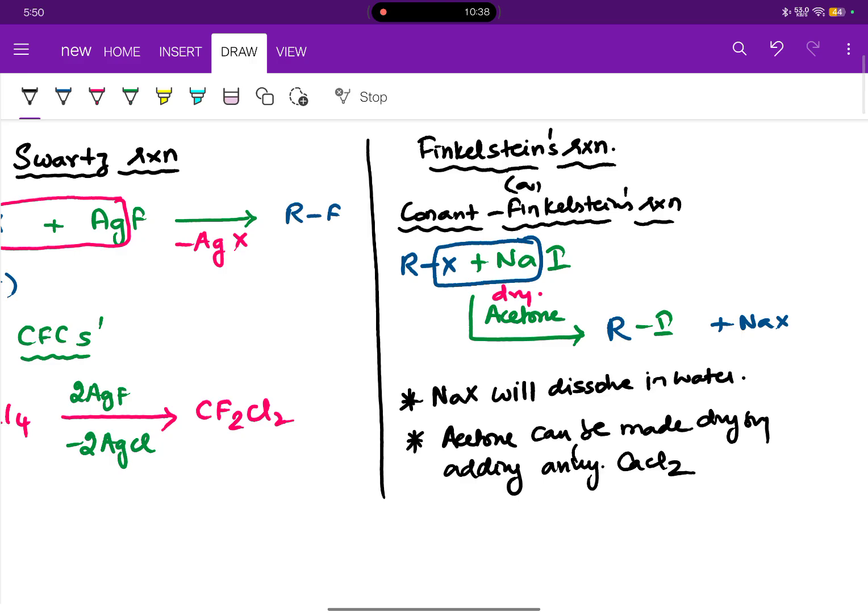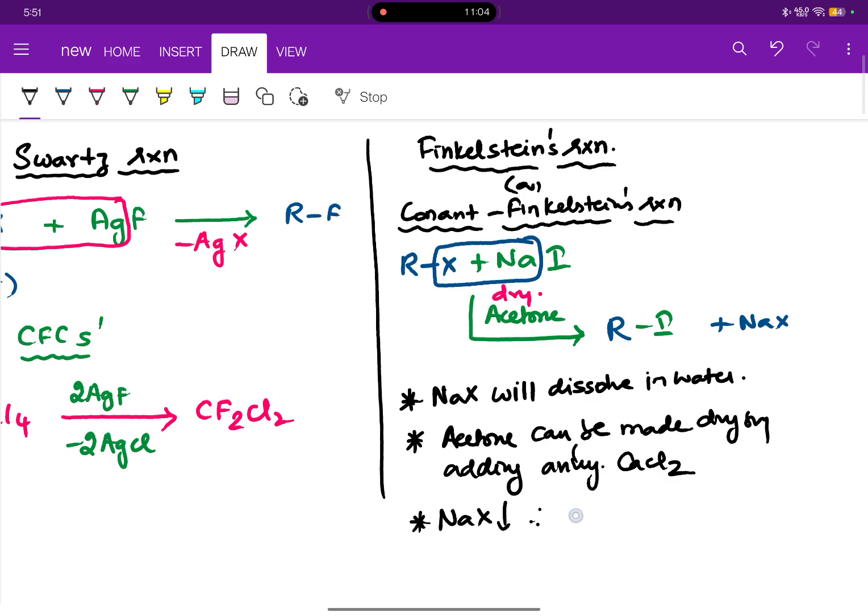Now what will happen? As soon as the NaX is formed, it will get precipitated. I mean, it will not be dissolved. So when it gets precipitated, what will happen? The equilibrium will shift towards the right hand side. So thereby more and more alkyl iodides are prepared. So the NaX will be precipitated.